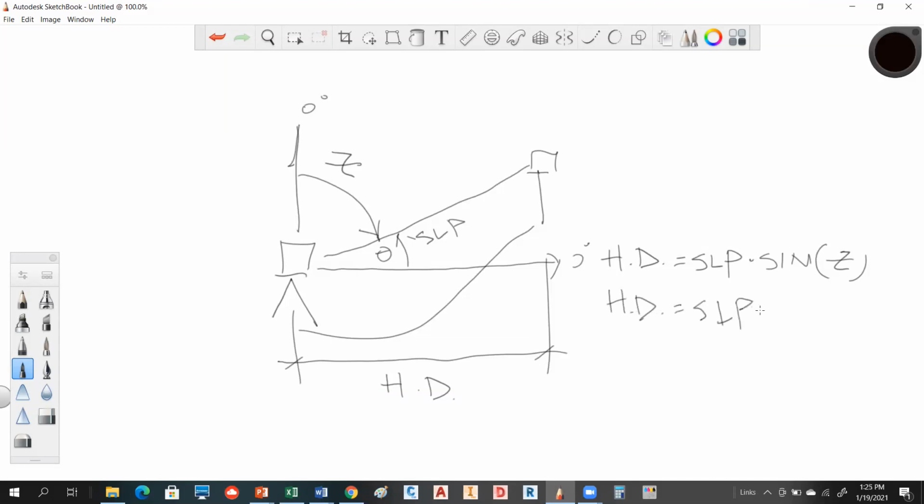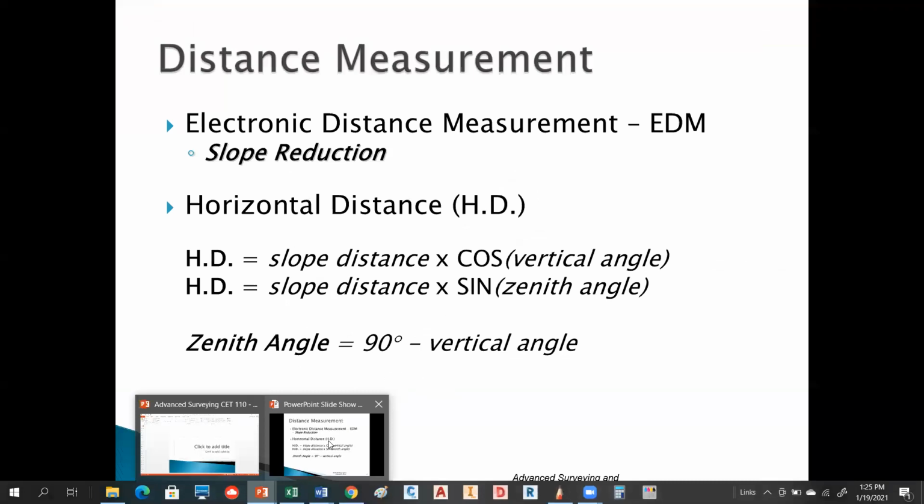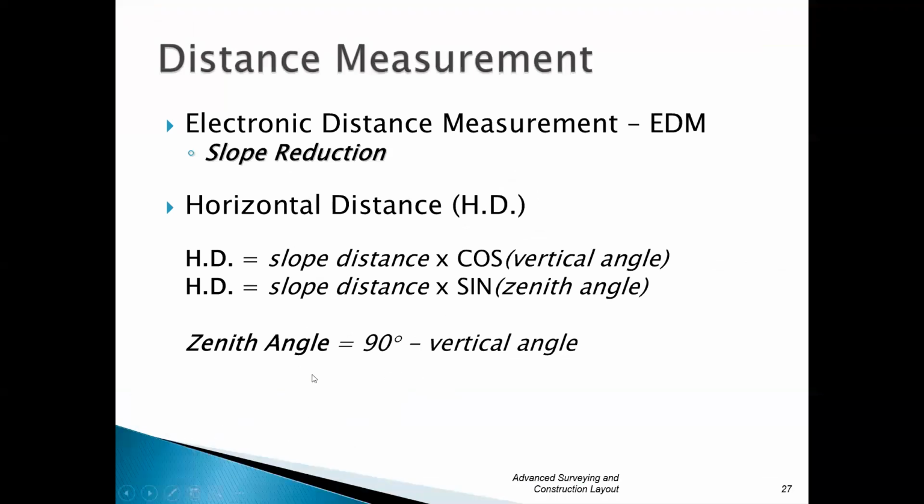Slope times the cosine of theta. So they are slightly different. And notice that if we measure one angle, we can convert it very simply. The zenith angle is always going to be equal to 90 minus the vertical angle.